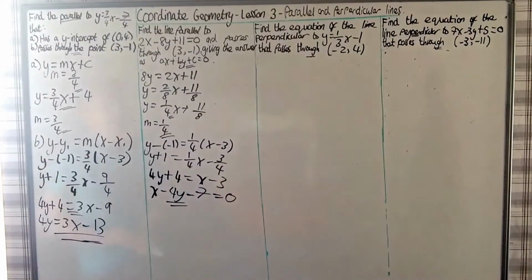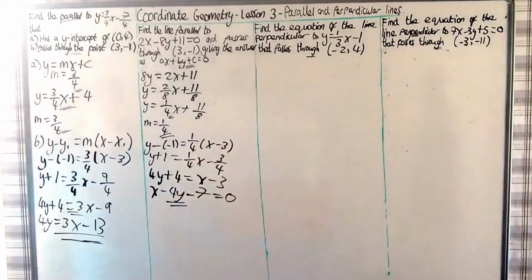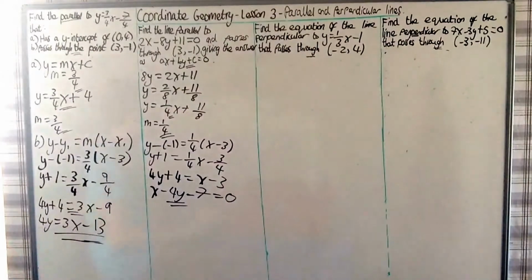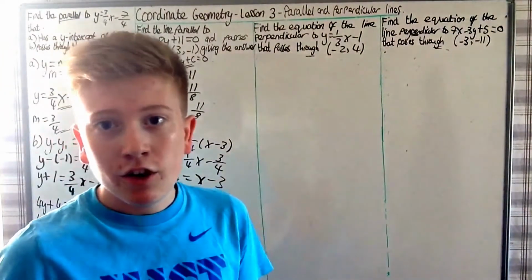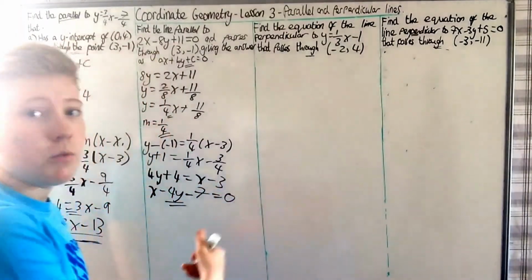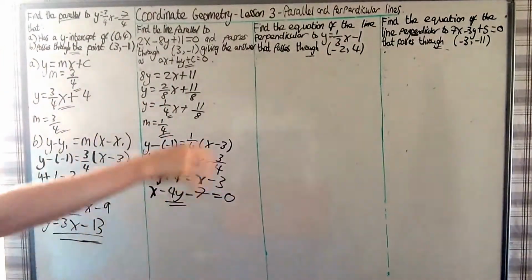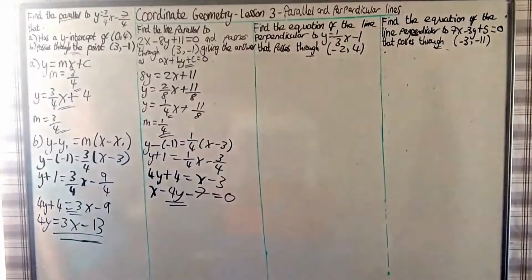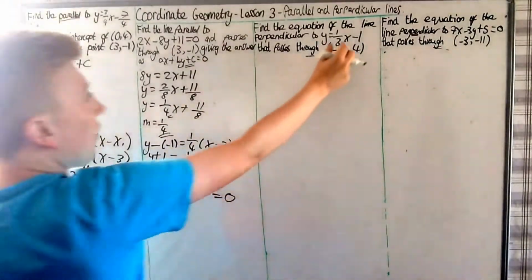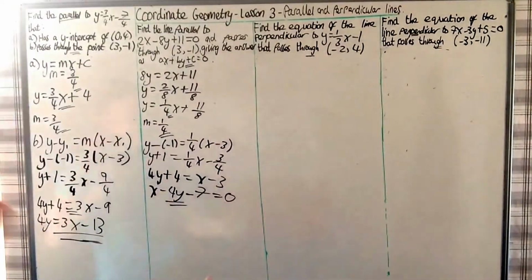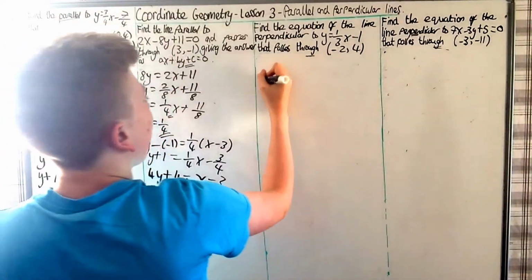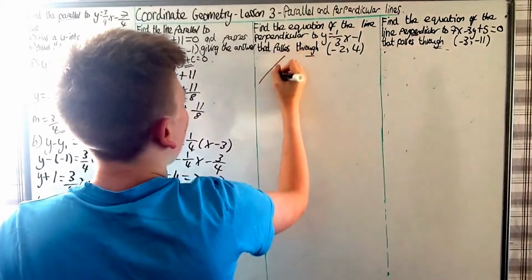Okay guys, now we're moving on to the second part, where we're finding the equations of the perpendicular. This is harder because you have to find something called the negative reciprocal to find the gradient, which just means we find the inverse of the fraction and then we swap the sign as well. I'll show you exactly what I mean. Find the equation of the line perpendicular to y equals a third x minus 1 that passes through the point minus 2, 4. Okay, so what does perpendicular mean to start with?